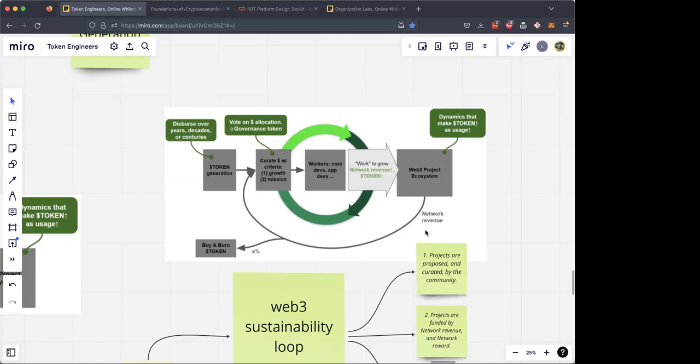But the good thing is the ecosystem has network revenue and they can buy and burn the token. So this is their superpower. If you're building it sustainably, you want it so that you're not generating the entire token at once and giving it all, but over time, you're allowing the money to be filtered in to the workers who do the work.